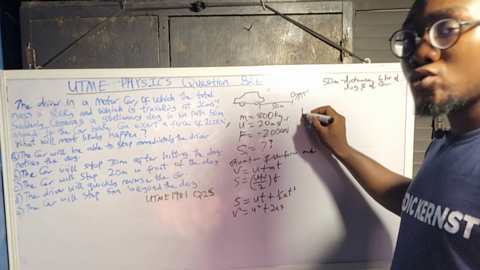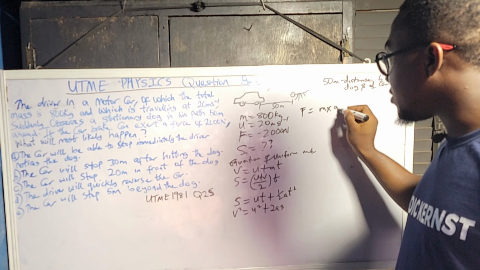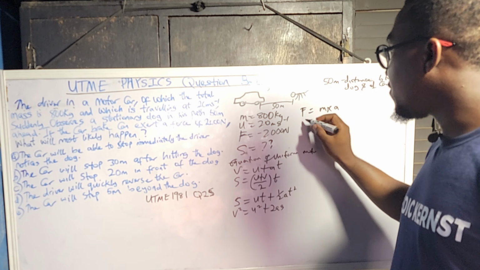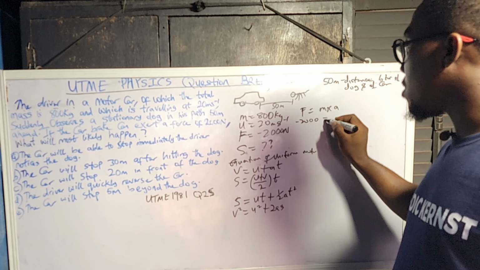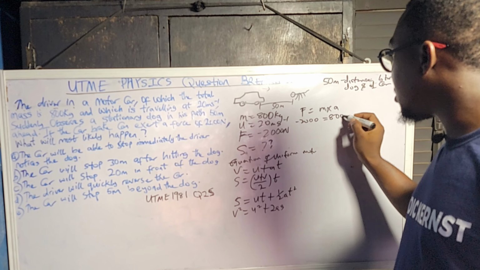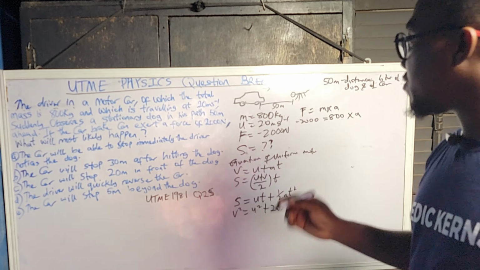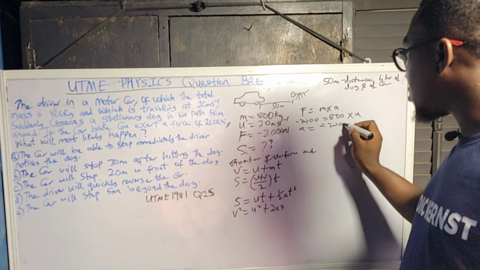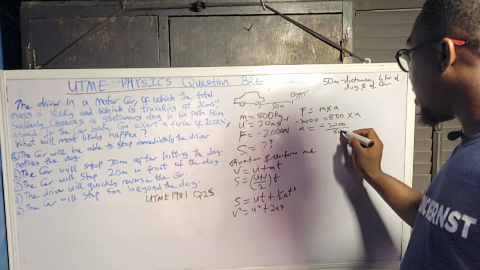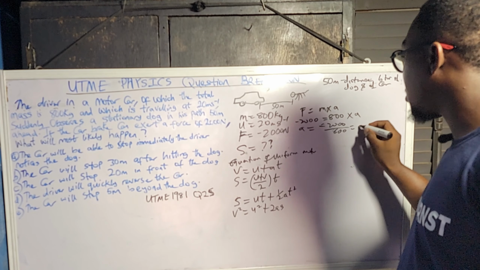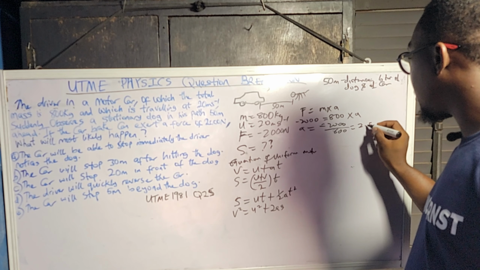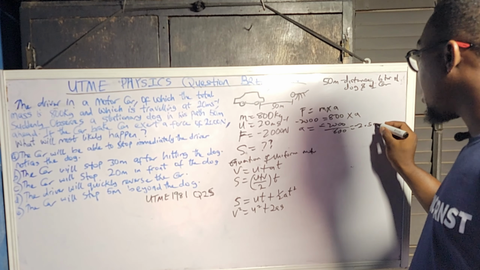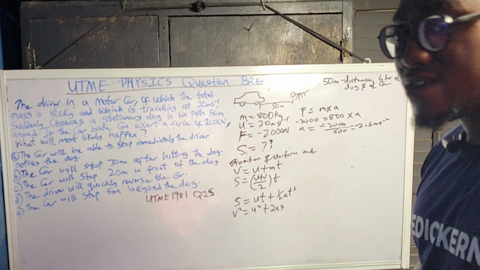So don't forget that your force is equal to what? Mass times acceleration. Yes, we're given force, minus 2000. We're given mass, 800 kilogram, times the acceleration which you are looking for. So your acceleration will be equal to what? Minus 2000 all over 800. So that will give you what? Minus 2.5 meters per second squared. So now we have our acceleration.